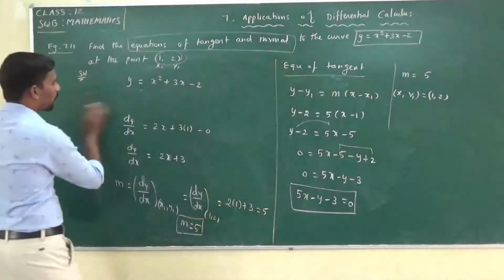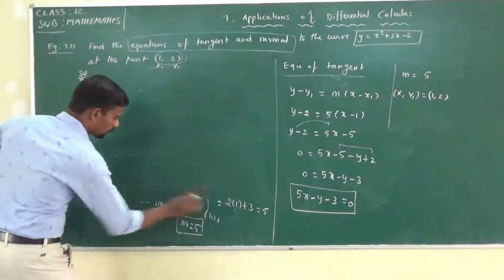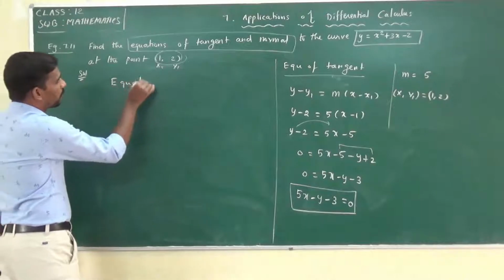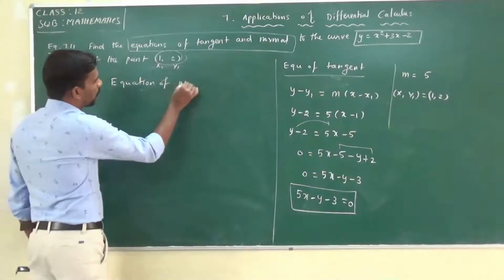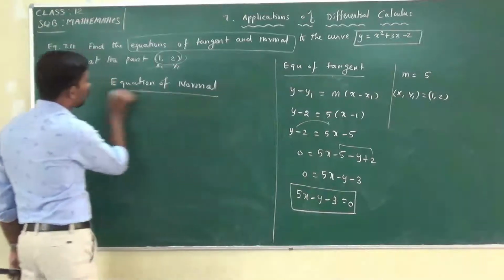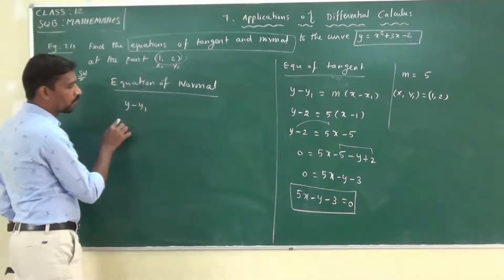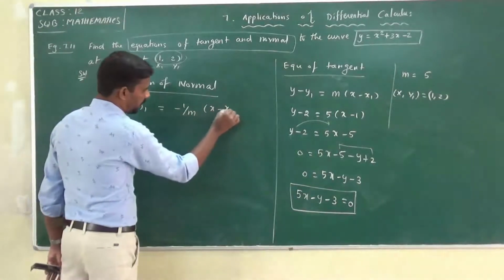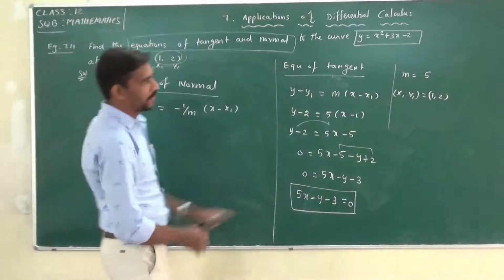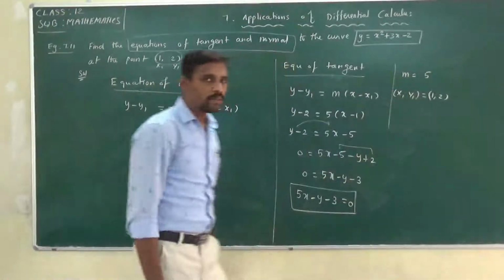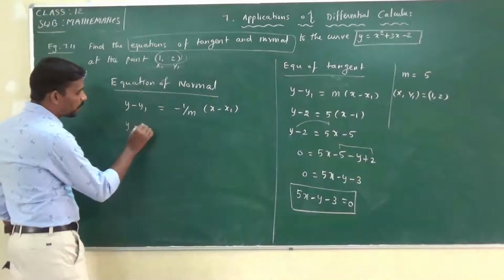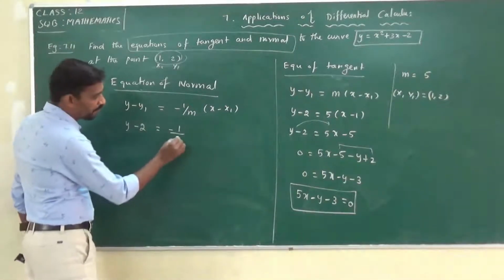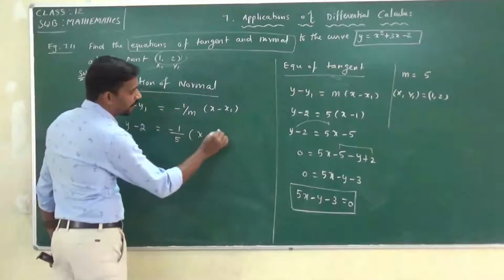Now equation of normal. Next one. Equation of normal. We know the formula: y minus y1 is equal to minus 1 by m into x minus x1. But m is nothing but 5. x1, y1 is nothing but 1, 2. Same values substitute here. y minus 2 is equal to minus 1 divided by, what is the value of m? 5 into x minus 1.